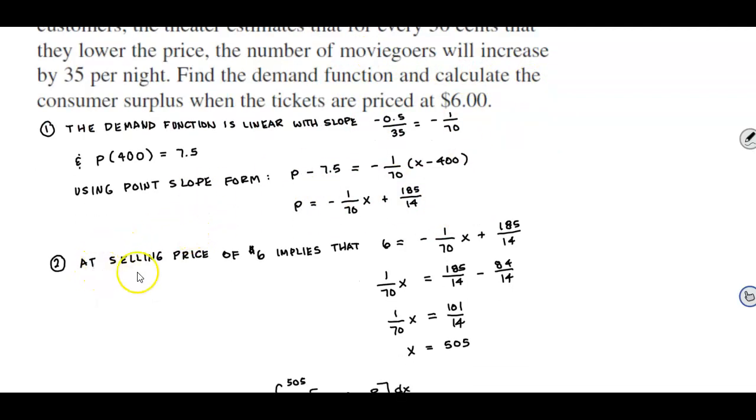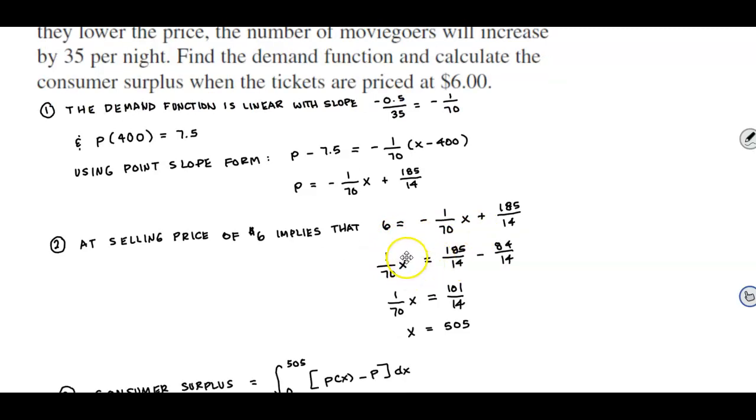Now number 2, at the selling price of $6, what that implies is that the selling price p is equal to 6. And so that's going to allow us to solve for x, so we know what our upper limit's going to be in our integral. So we have our equation, our function, and then we'll solve for x.